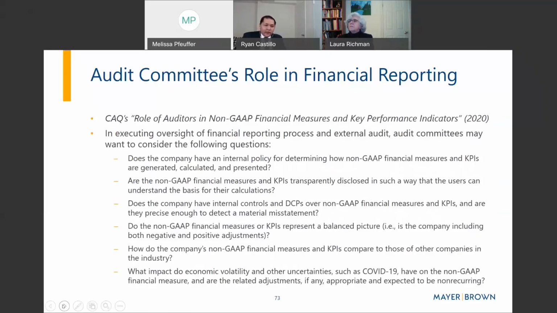Now, in 2020, the CAQ came out again with another publication, and they suggested that in executing the oversight of the financial reporting process, the audit committee can consider the questions on this slide. For example, ask the following questions: does the company have an internal policy for determining how non-GAAP measures and KPIs are generated, calculated, and presented? What impact does economic volatility or other uncertainties, such as COVID-19, have on non-GAAP? Are related adjustments appropriate and expected to be non-recurring?